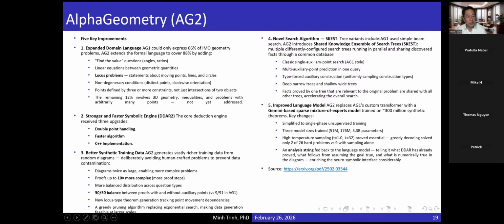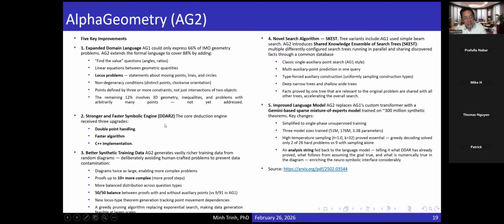Okay, I won't go into AG2. AG2 is an improvement on AG1, so it's the second version of AlphaGeometry. One challenge that they had with AlphaGeometry was formalizing the problem set. Some of these problems were not easy to formalize. They couldn't do locus problems, things that are moving, like point A is moving at that speed, point D and so on, interacting. They couldn't solve these kinds of things. So AG2 improves on that.